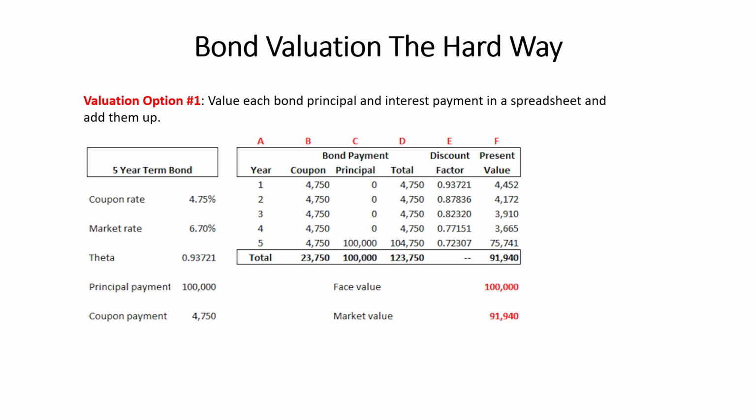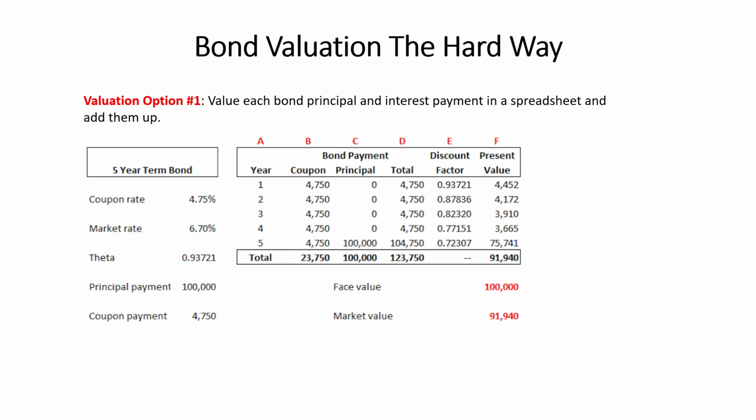So what we're going to do is valuation option 1, which is to value the bond via a spreadsheet. We're going to value each bond principal and interest payment in a spreadsheet, and then add up all those values. Imagine that we have a 30-year bond with 12 annual payments. The spreadsheet wouldn't contain 5 rows. It would contain 360 rows. So the equations, believe me, they come in handy. If we look at the left-hand side, we have a 5-year term bond. The coupon rate we determined to be 4.75%.